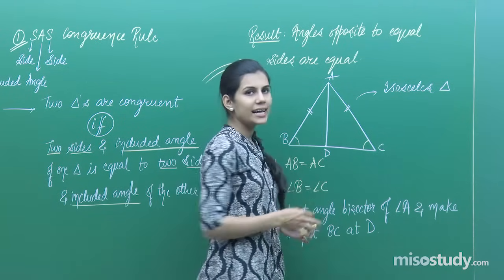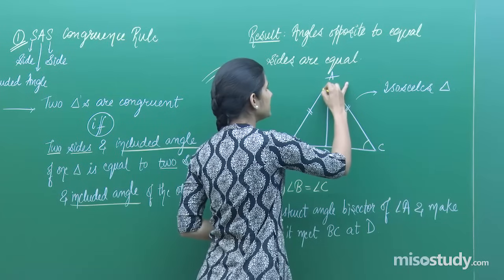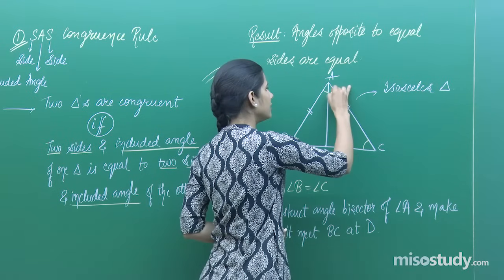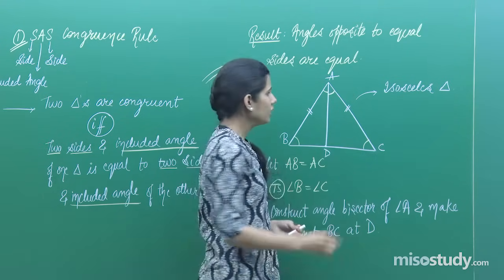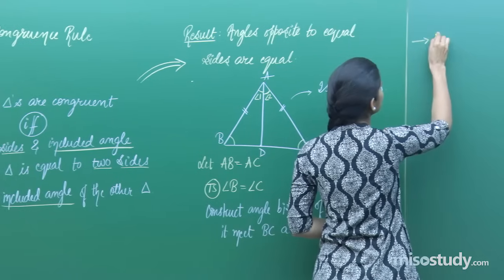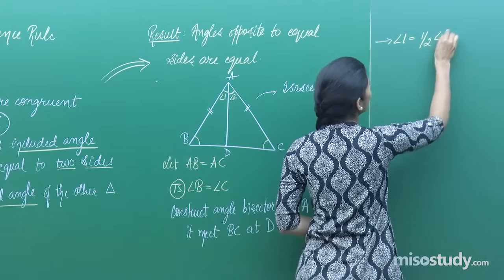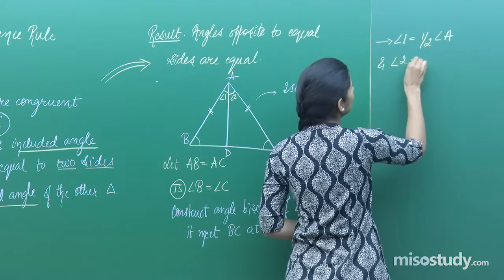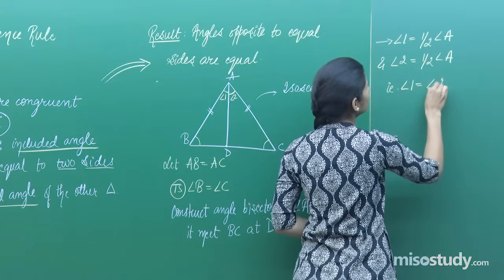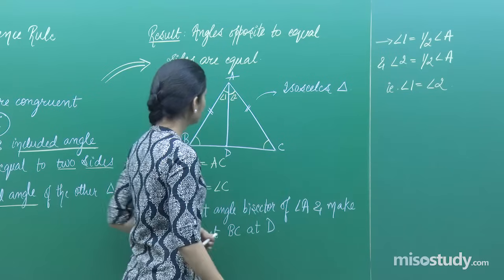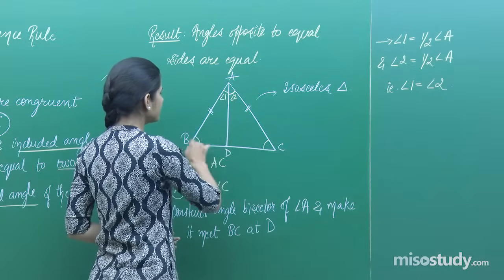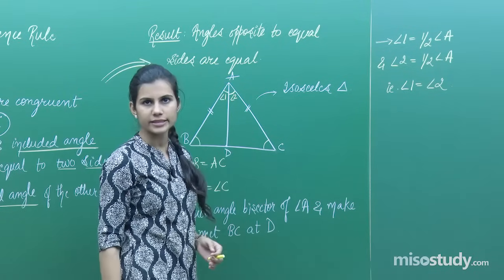So if AD is bisecting angle A into two equal halves, that means this angle is half of angle A, and this angle is half of angle A. If I say this is angle 1 and this is angle 2, then angle 1 is half of angle A and angle 2 is half of angle A. That is, angle 1 and angle 2 both are equal to half of angle A. Why did I construct this angle bisector? So that I can get two full-fledged triangles. One is triangle ABD, the other is triangle ACD.